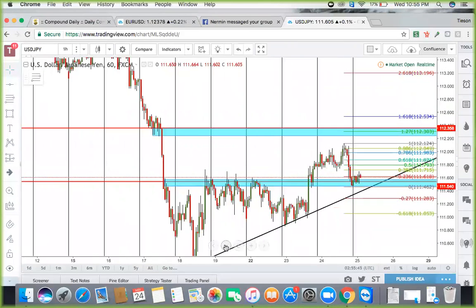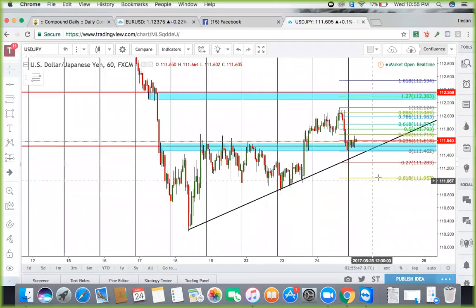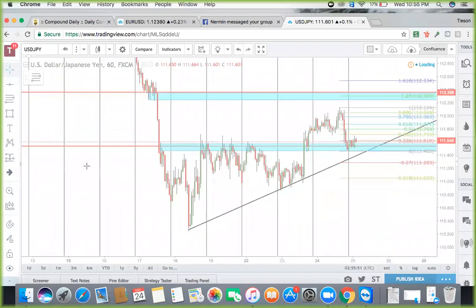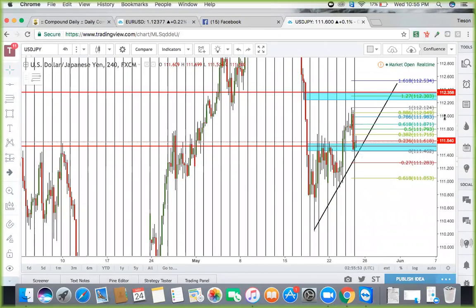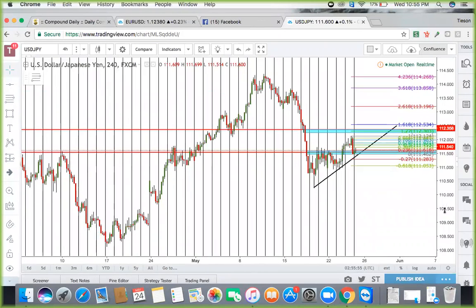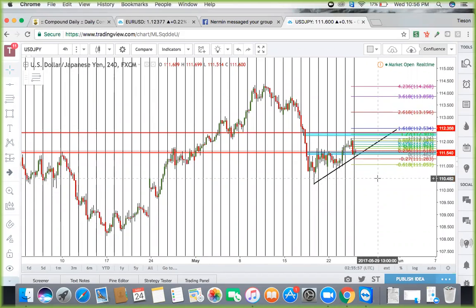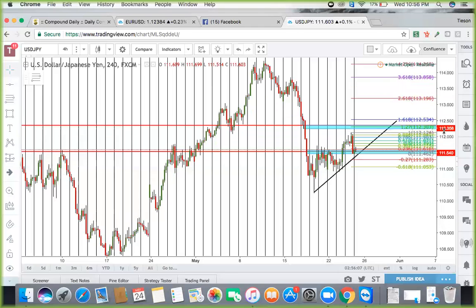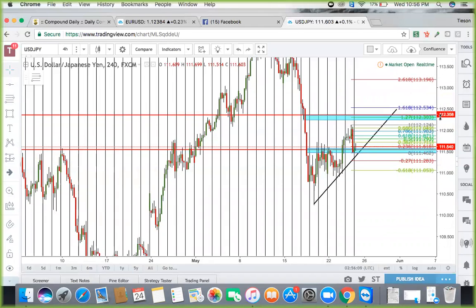So here, I'm going to zoom back out. I always want to see the bigger picture. So this could also be trapping buyers a little bit, getting them excited, and it could easily break below. That's why trading is about patience. People aren't patient, and that's where they get screwed.